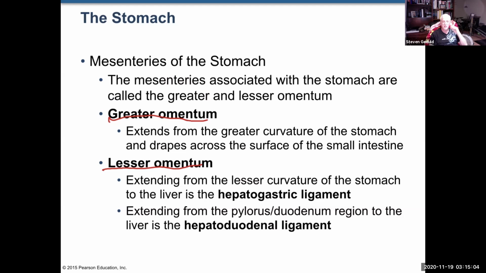The lesser omentum is between the liver and the stomach. Okay, it extends from the lesser curve of the stomach to the liver, and extends from the pylorus duodenal region to the liver is the hepatoduodenal ligament. So it forms two different ligaments, as one forms inferior, one forms superior to it.